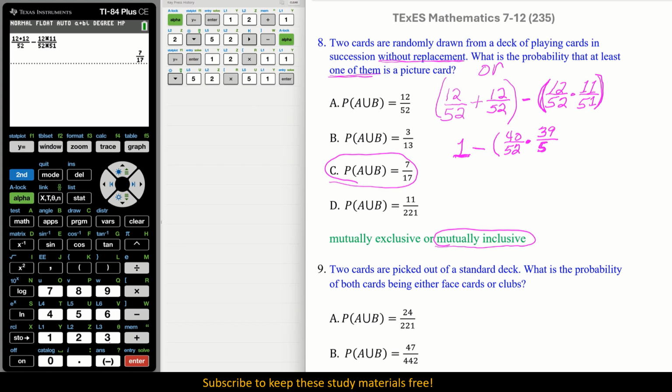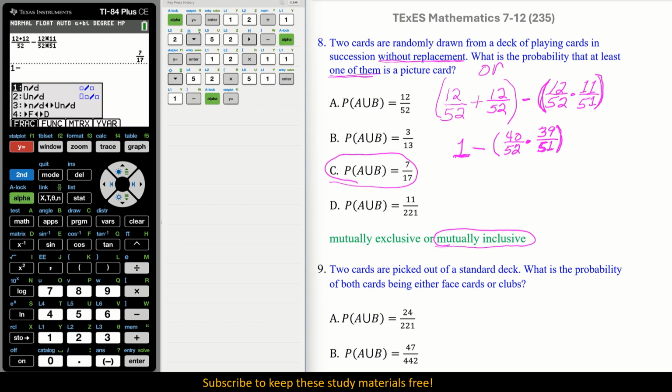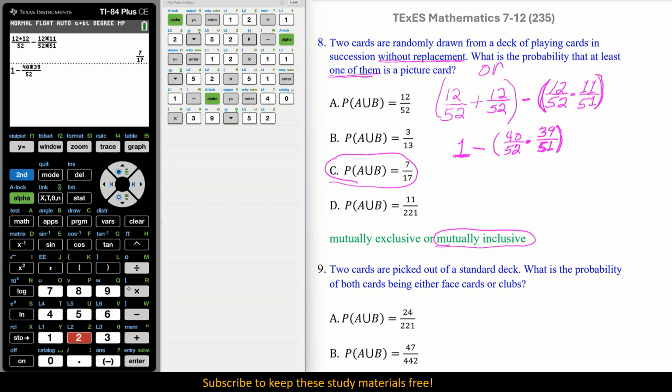Because remember, we weren't replacing, right? And if we put that in the calculator, it will give us precisely the same value. So 1 minus, alpha y equals, and now let's do 40 times 39 over 52 times 51. And yes, I entered it correctly. Push enter, same value. So that's just another way to look at it.